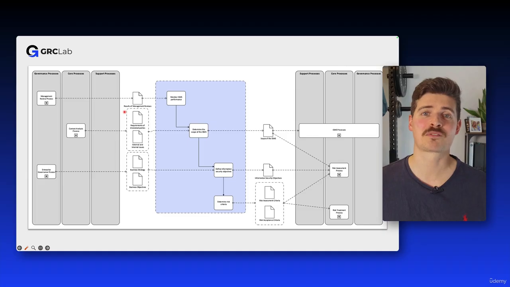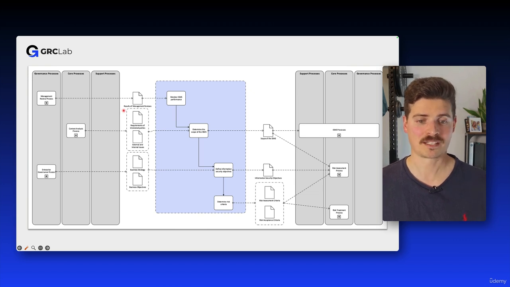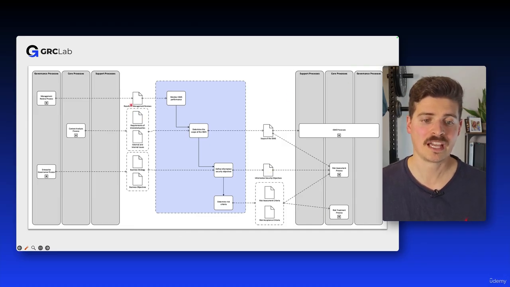Alright, now this course comes with a template for an information security governance process that you can use as a blueprint for your own process. Now, how to use this template? We have input on the left-hand side and output on the right-hand side. Input, or information if you will, is indicated with the file symbol, whereas activities or sub-processes are displayed in this rectangular shape.